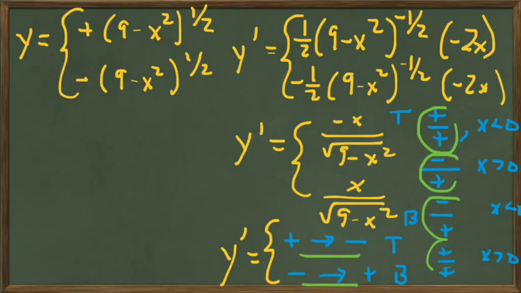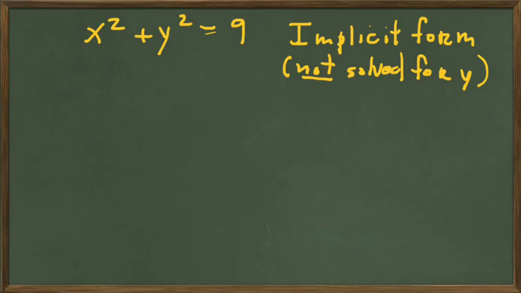But this was a lot of work. Isn't there an easier way to do this, starting with x squared plus y squared equals 9 and leaving it in that form? And the answer is yes. So let's see how to do that. So we're going to leave our function in its implicit form. That means we have not solved it for y.